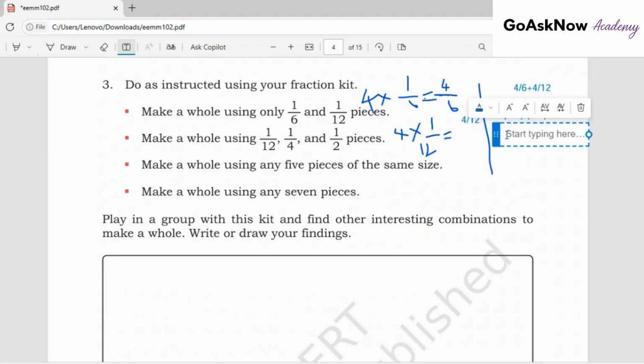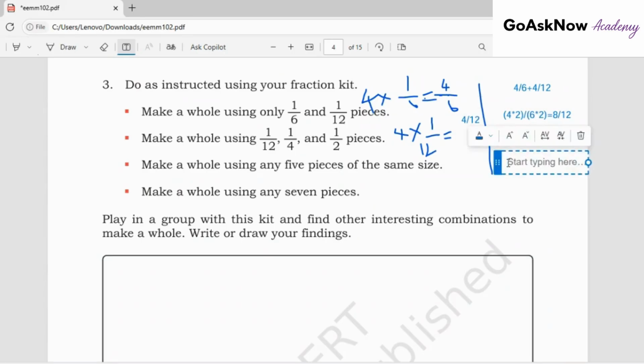Next, for 4 into 1 divided by 12 into 1 is equal to 4 by 12. Adding these two values, that is 8 by 12 plus 4 by 12, which is equal to 12 by 12, equal to 1. Okay, this forms a whole number.